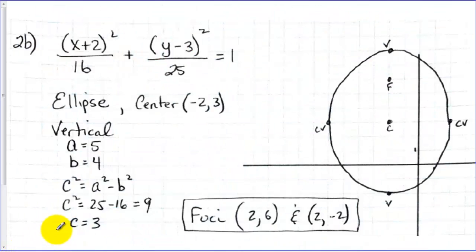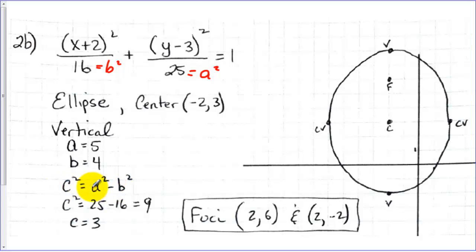Our next problem is an ellipse. So again, our center is going to be the opposite of this, so -2, +3. Because both of these are positive and these numbers are different, it's an ellipse. And the bigger number is under the y, so it's vertical. Again, this is a squared, and this was the b squared. So a is 5, b is 4.